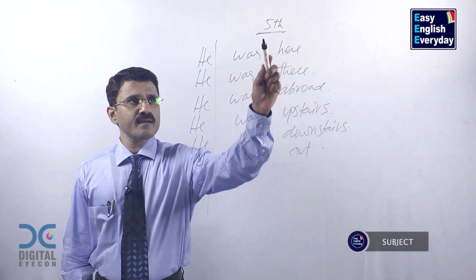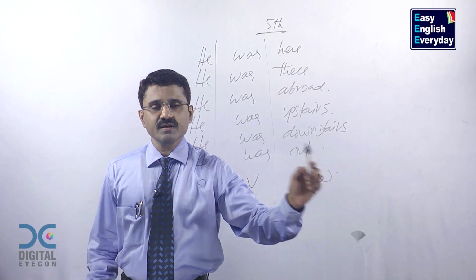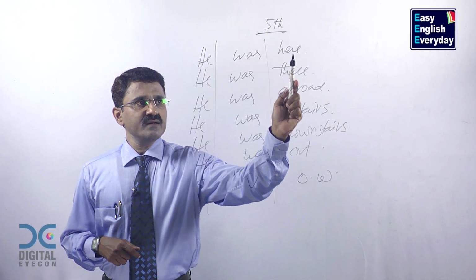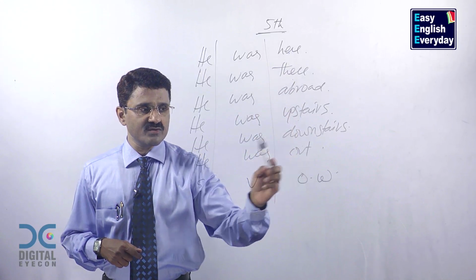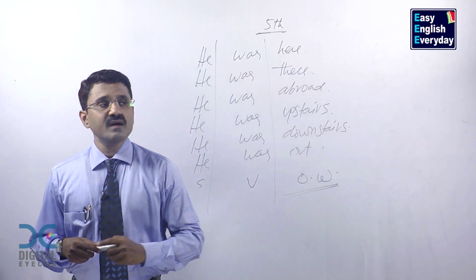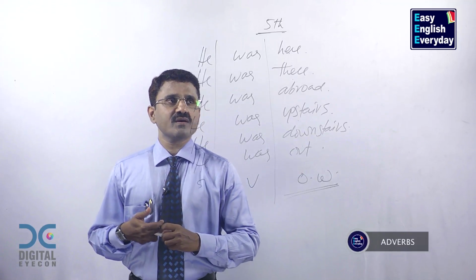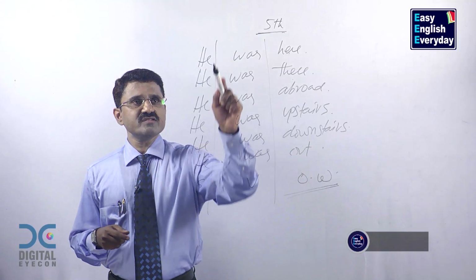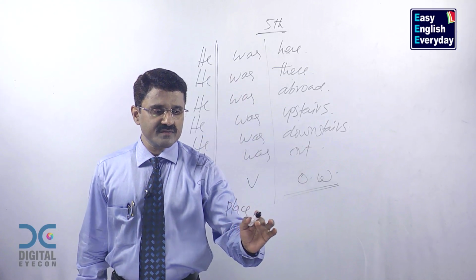Subject, verb, other words. Here, there, abroad, upstairs, downstairs, out. All these come under the category other words, and English grammar calls them adverbs. They are called adverbs. Now this type of sentences you can use when you are talking about place.